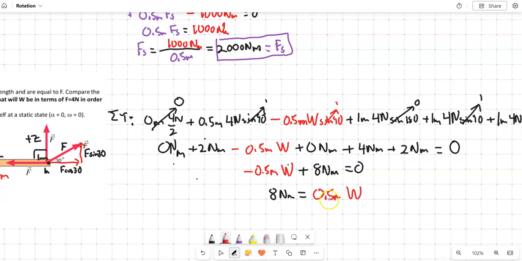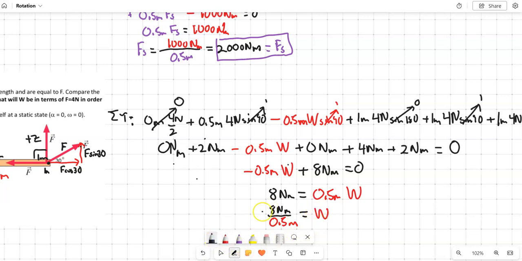So now we're going to divide both sides by 0.5 meters. So 8 Newton meters divided by 0.5 meters is what we're determining. And that's going to be equal to our weight force.